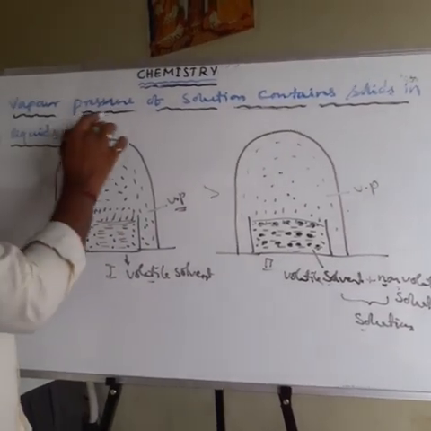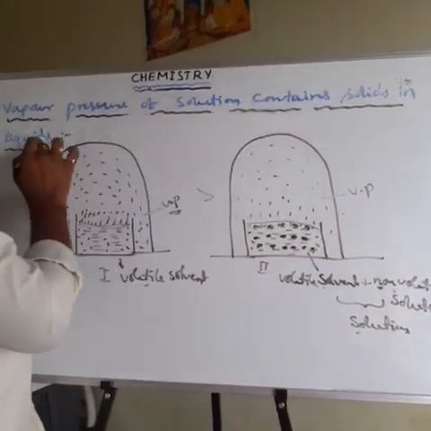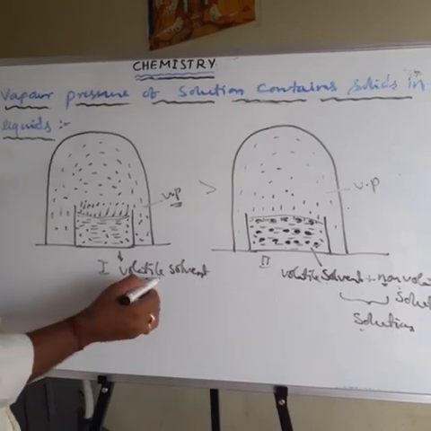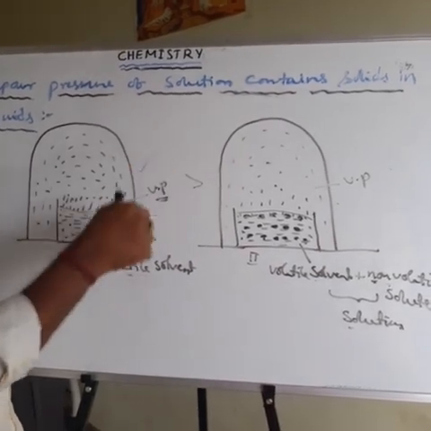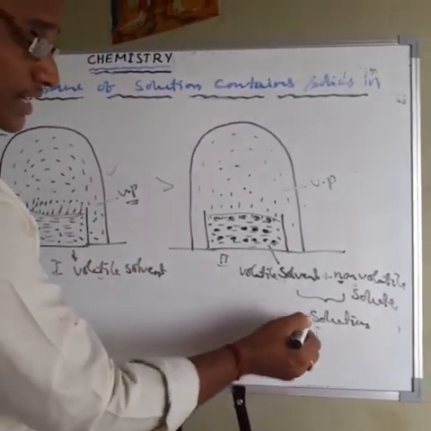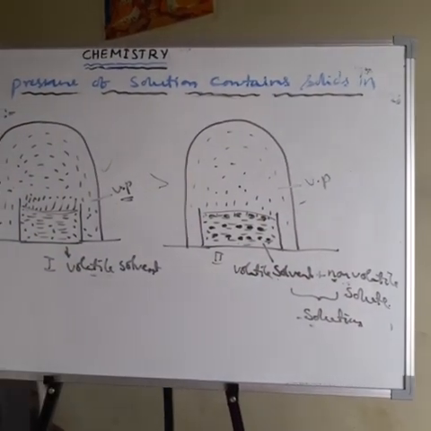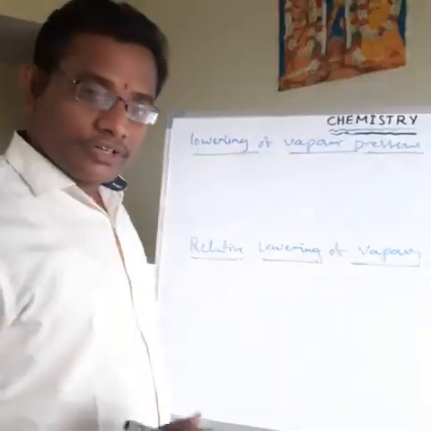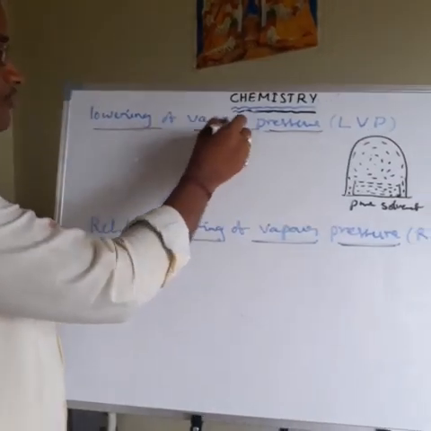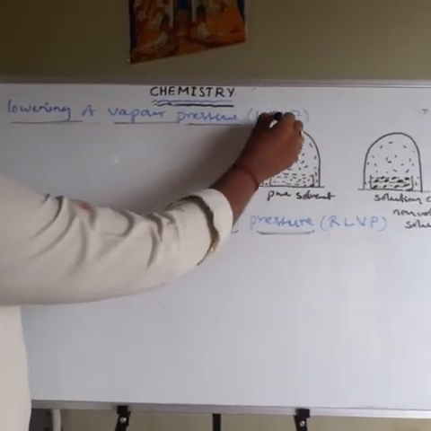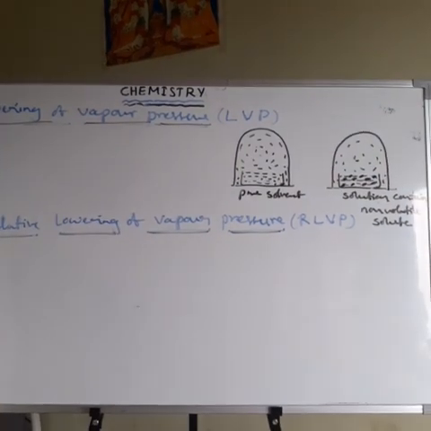So that's why the vapor pressure of the pure solvent is always higher than the vapor pressure of the solution containing the non-volatile solute. Then the next concept is lowering of vapor pressure, represented by LVP. Then what is lowering of vapor pressure?